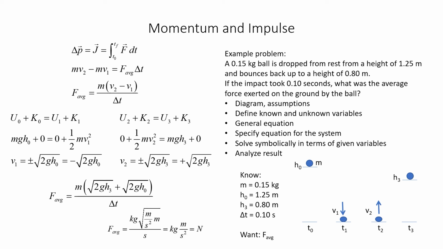We can check units. Kilograms times root meters per second squared times meters divided by seconds. That would be kilograms times root meters squared per second squared, which is meters per second, all divided by seconds, which gives kilograms meters per second squared, which is newtons. So we're happy with that.